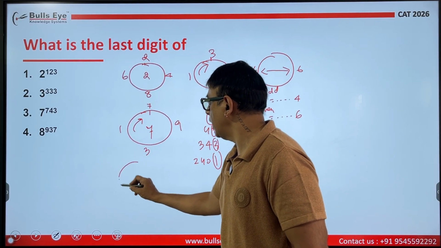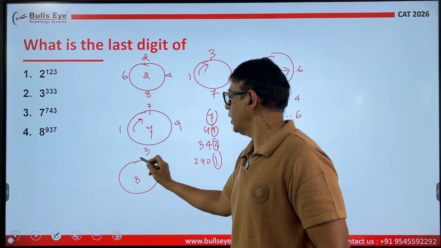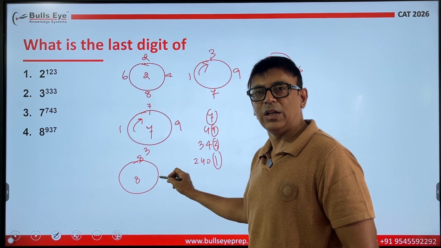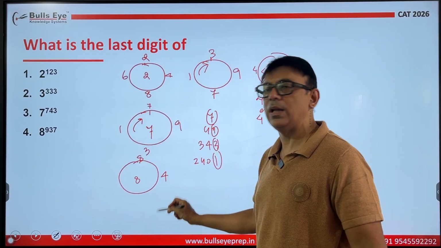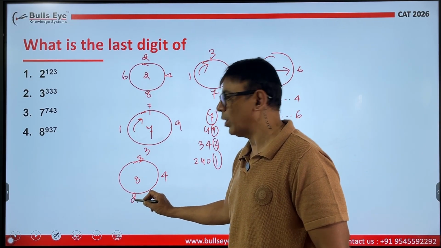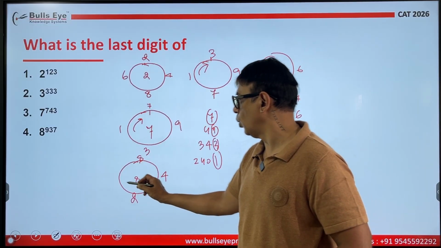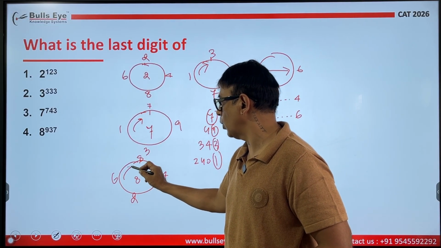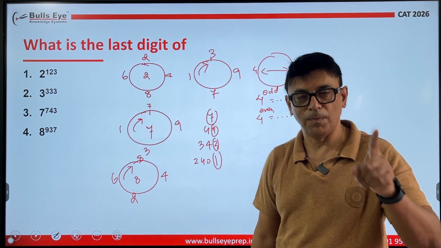How about 8? For 8, it is 8. 8 into 8 is 64. So I'll only keep the last digit. That's 4. 4 into 8 is 32. So I'll keep only 2 in my mind. And 2 into 8 is 16. And 6 into 8 is 48. So it's a cycle now.